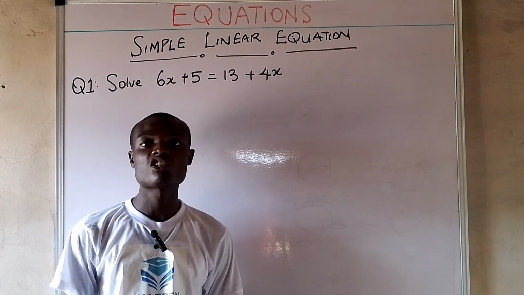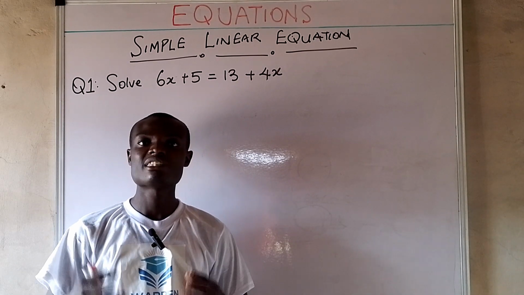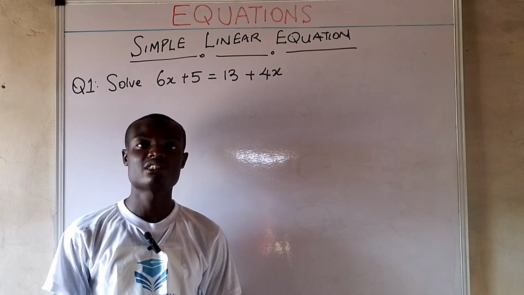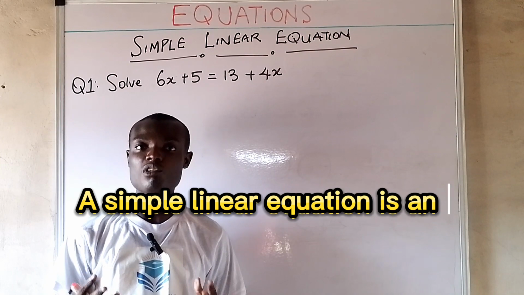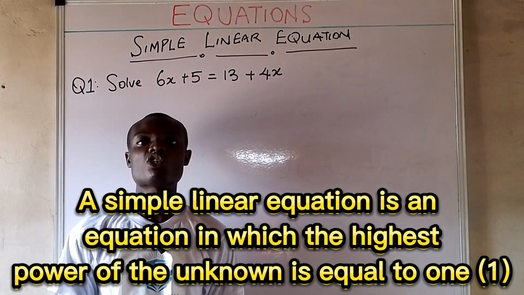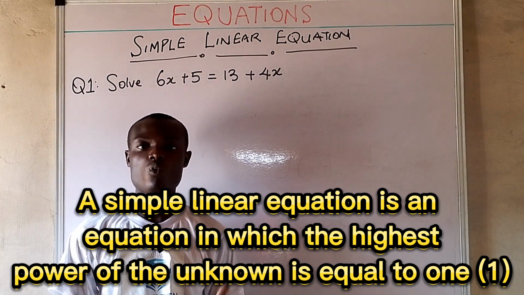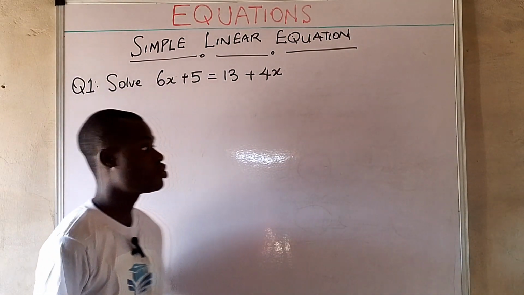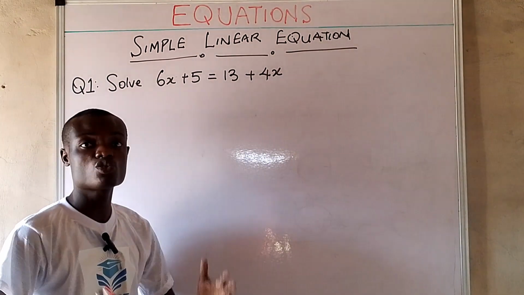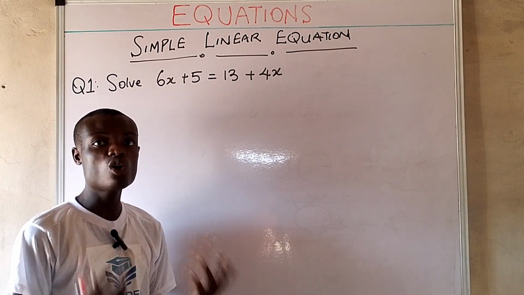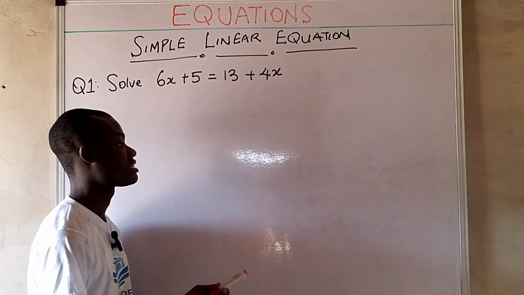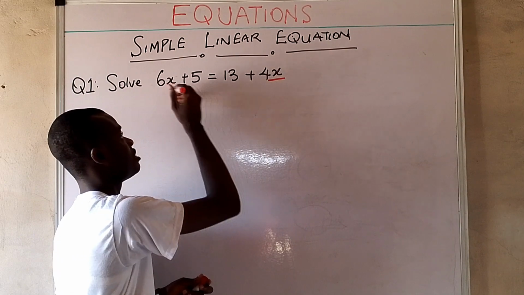But before we solve questions, we have to understand what a simple linear equation is. In mathematics, a simple linear equation is an equation in which the highest power of the unknown is equal to 1. If we take a look at this equation on the board, which is 6x + 5 = 13 + 4x, the unknown in this equation is x.